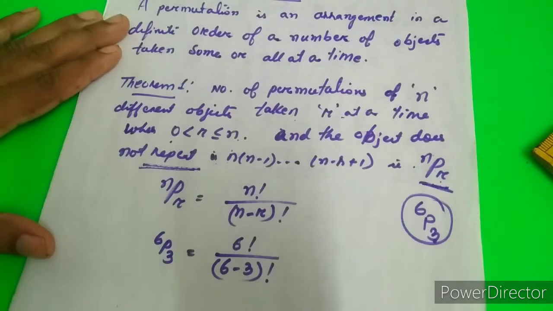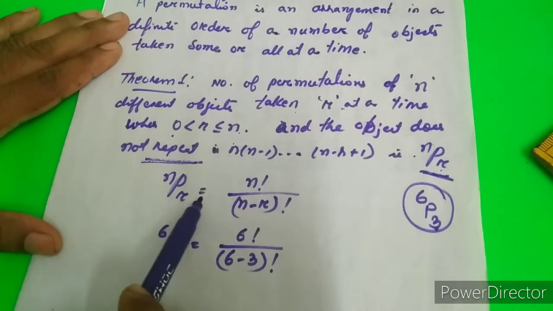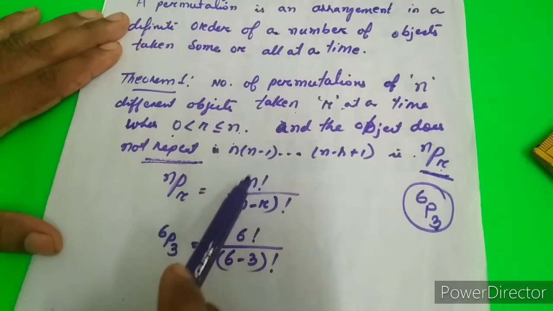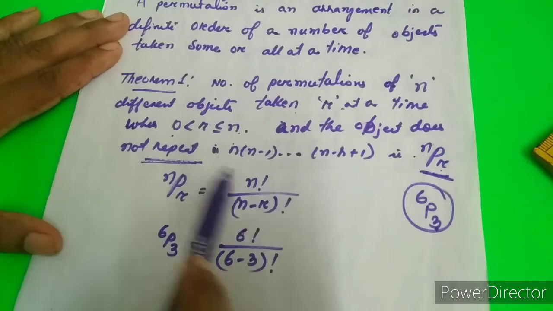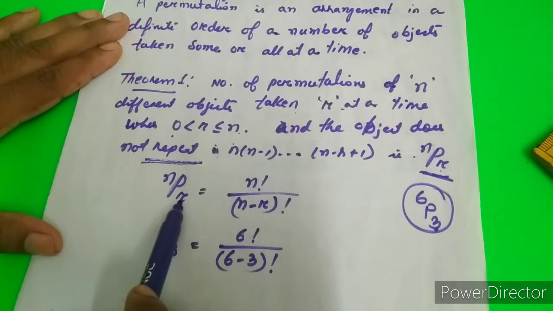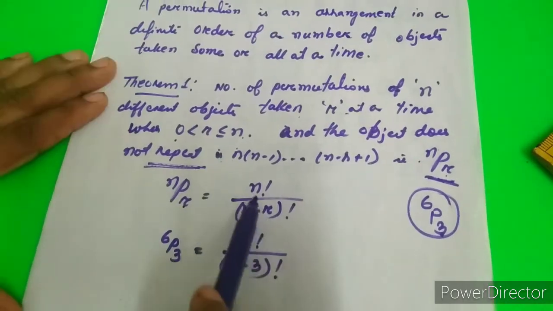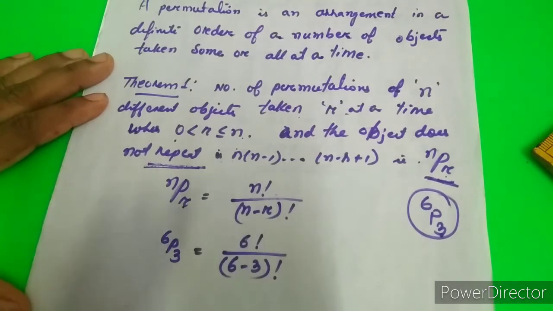What does nPr generally define? nPr is nothing but n factorial over (n minus r) factorial. That's what the value is. Clear? n different objects taken r at a time, r group we have taken, that is n factorial over (n minus r) factorial.